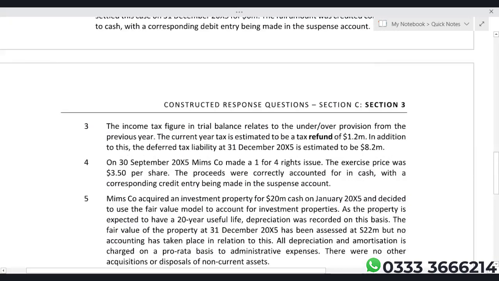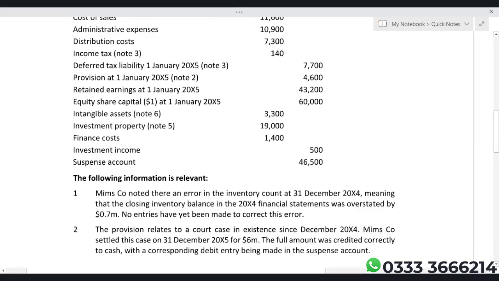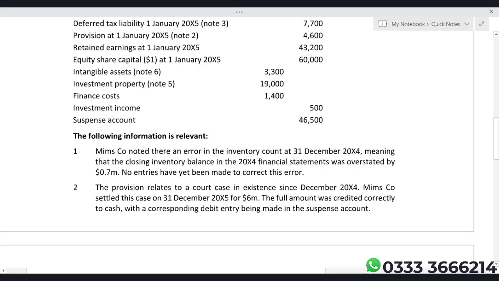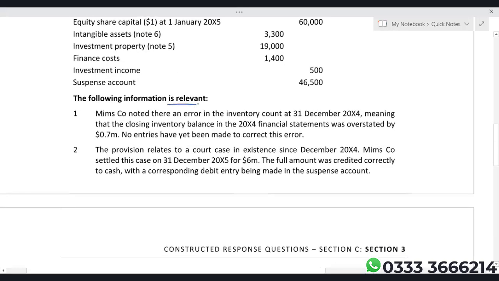Wow. So let's read the question. The following is an extract from the trial balance of MIMS company for the year ended December X5. Revenue, cost of sale, okay. The following information is relevant. Don't forget one thing, that we are here to prepare profit and loss for the year ended December X5.